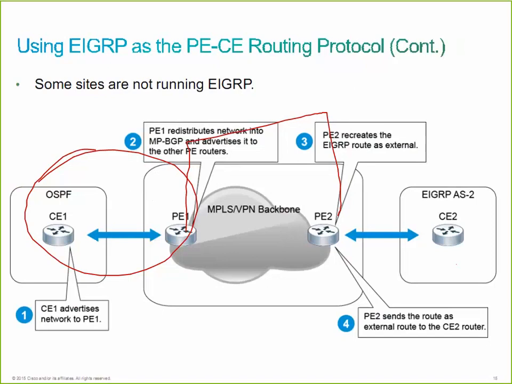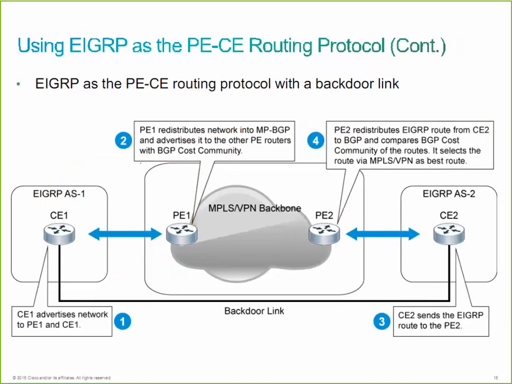Now, I mentioned something previously called a backdoor link. And we didn't really talk about what a backdoor link was, so I want to talk about that a little bit. It's a very simple concept, right? And we can see it's kind of depicted here. CE1 and CE2 are talking to each other over MPLS VPN, but they're also talking to each other directly. All right? You might think, well, why would I want to do that? Okay? Let's talk about that.